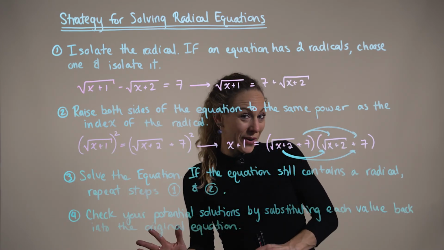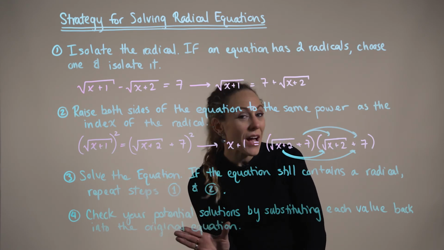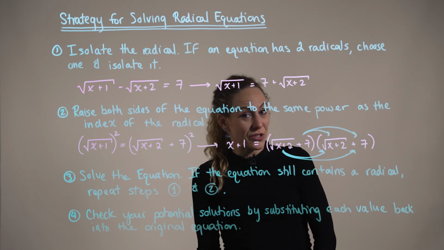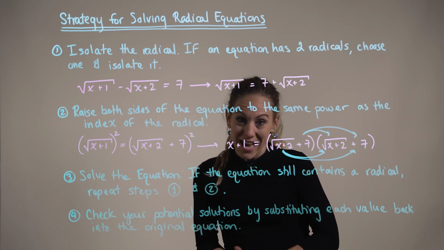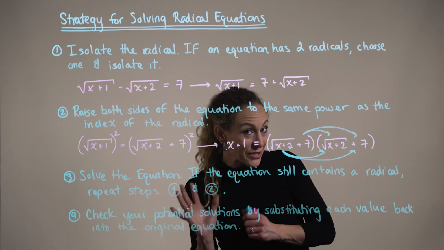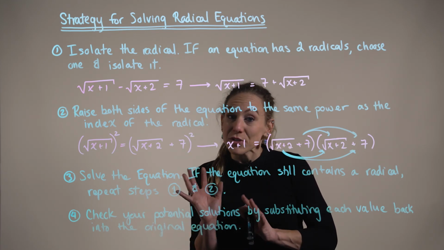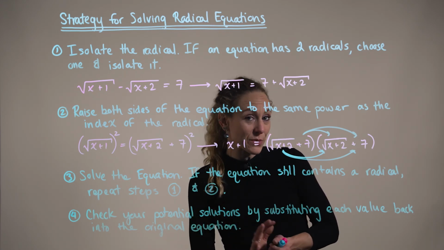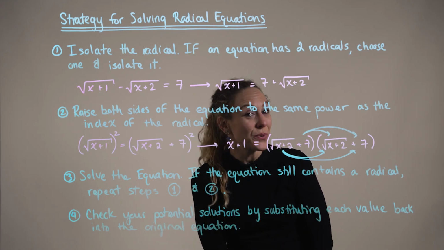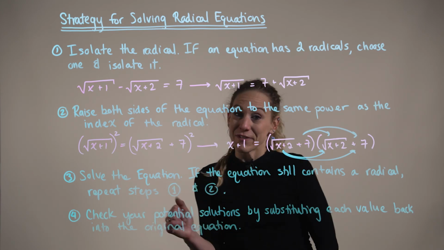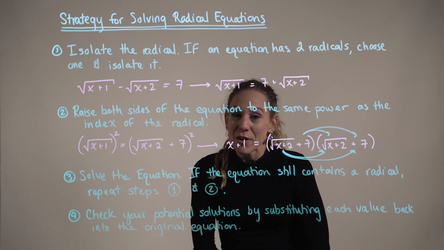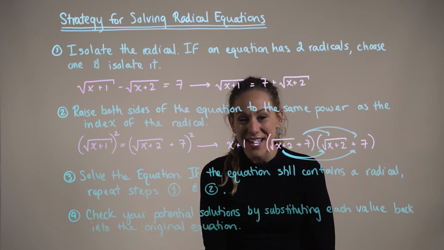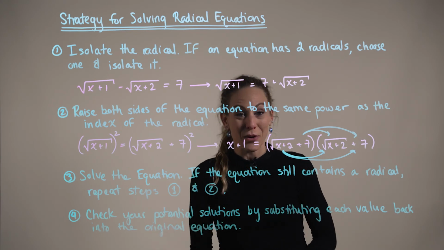we need to check our work. So we want to check our potential solutions by substituting each value back into the original equation to make sure that it's satisfied. Now, we need to remember that even root radicals are non-negative. So extraneous solutions may arise when we raise both sides of the equation to an even power. So those definitely need to be checked. Now, while odd root radicals do not have extraneous solutions, I still encourage you to check your work. It's always a good idea.